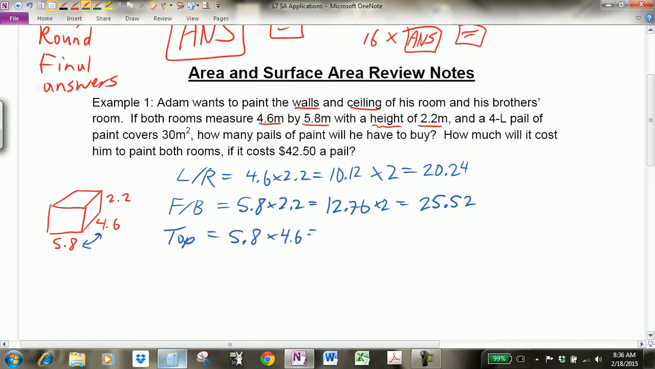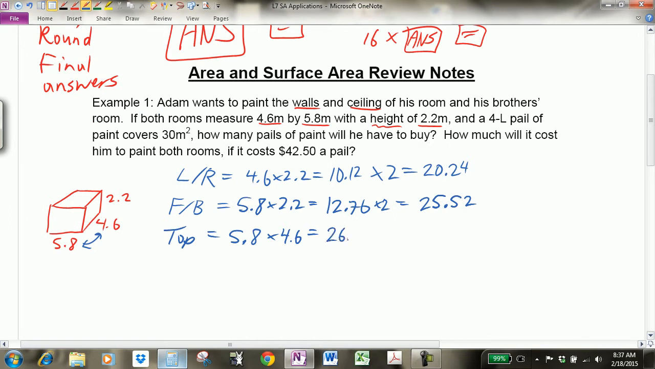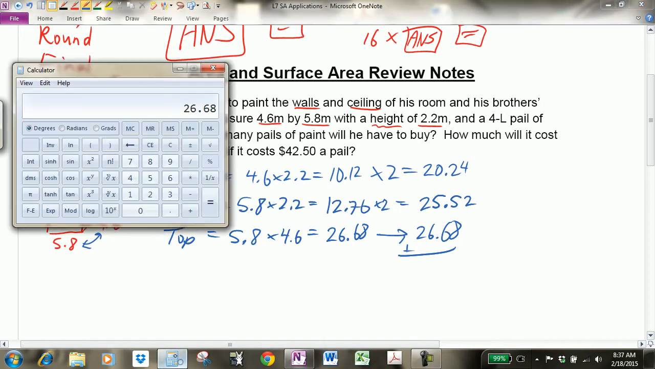Now, if I didn't label my diagram, I might have done 2 of this measurement. You have to make sure you're not. So then add it up to find your total surface area.